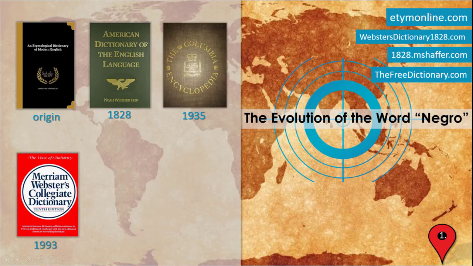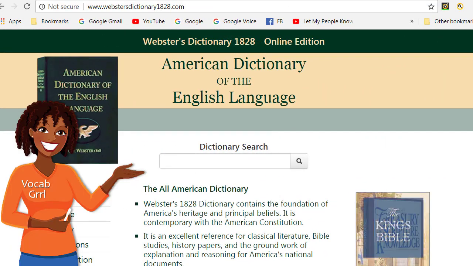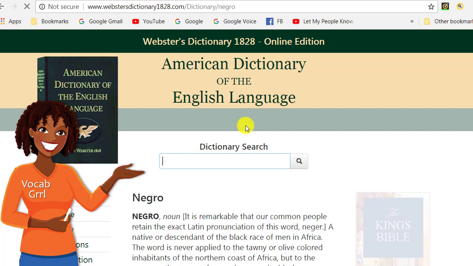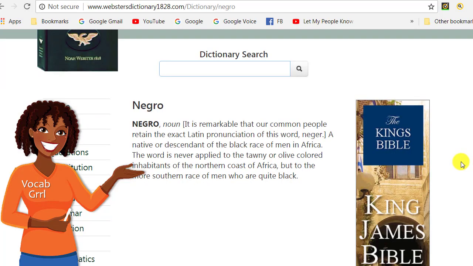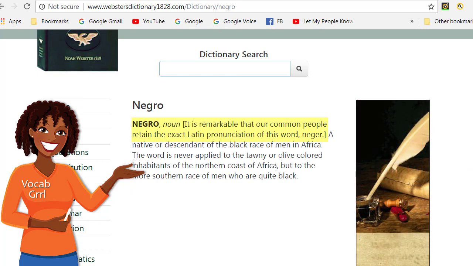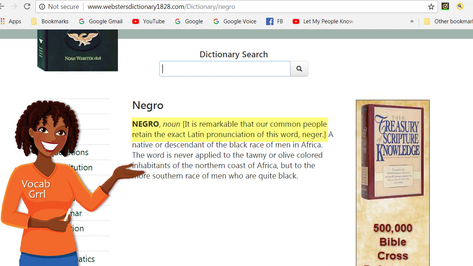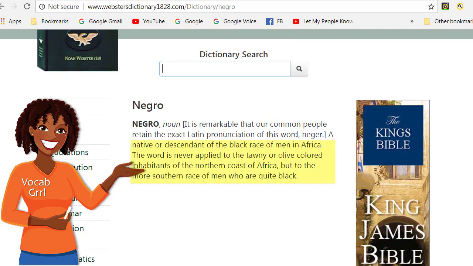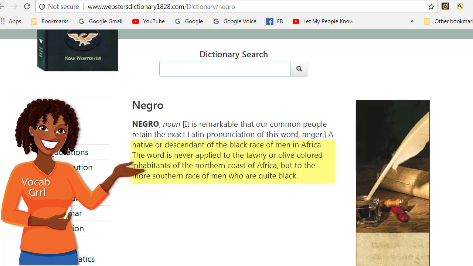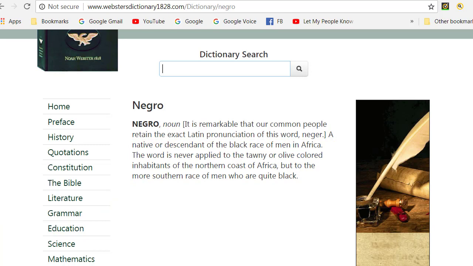Next, we will filter the word Negro through the earliest American dictionary of the English language, the 1828 Noah Webster Dictionary, and it reads, it is remarkable that our common people retain the exact Latin pronunciation of this word, nigger. Now, this is Webster's personal commentary on the subject. His definition reads, a native or descendant of the black race of men in Africa. The word is never applied to the tawny or olive-colored inhabitants of the northern coast of Africa, but to the most southern race of men who are quite black. So let's examine his commentary first.